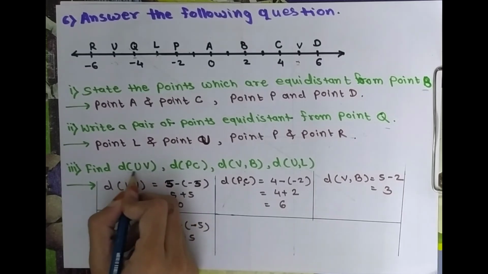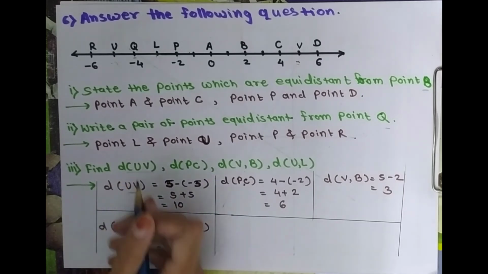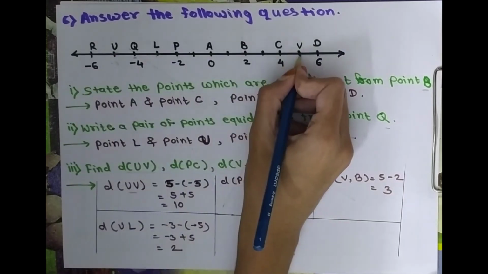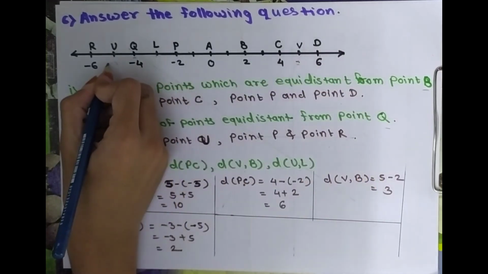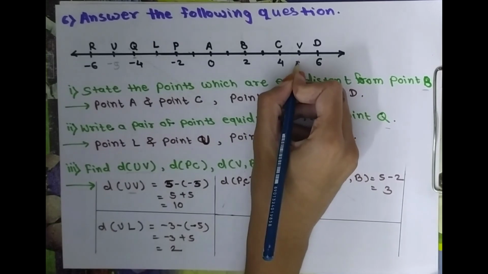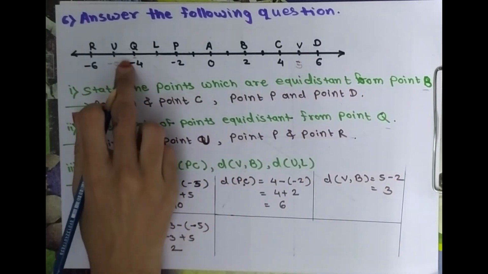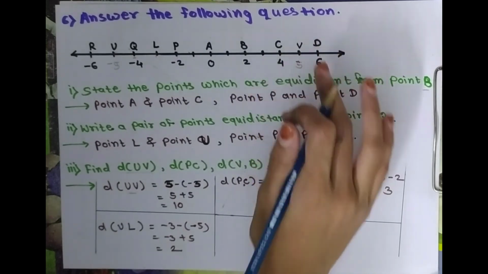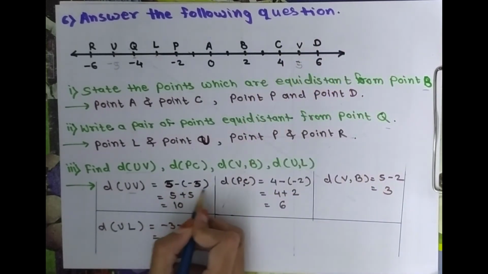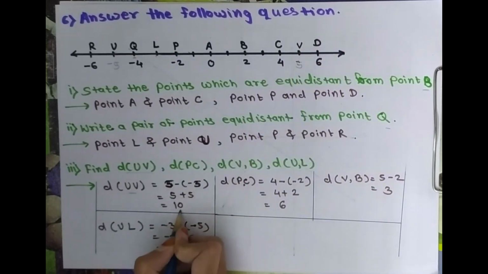So first find distance UV. Now look, point U and point V. Now here is minus 4, so here is minus 5. And here is 4, so here is 5. So the coordinate of U is minus 5 and the coordinate of V is 5. So 5 minus minus 5, so 5 plus 5 is 10. So distance UV is 10.